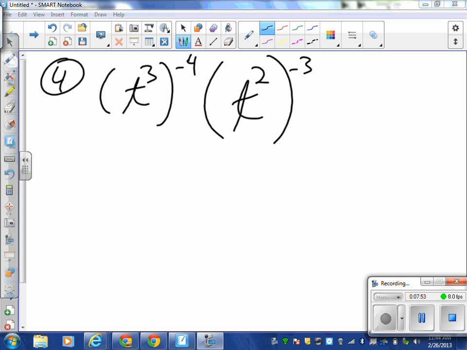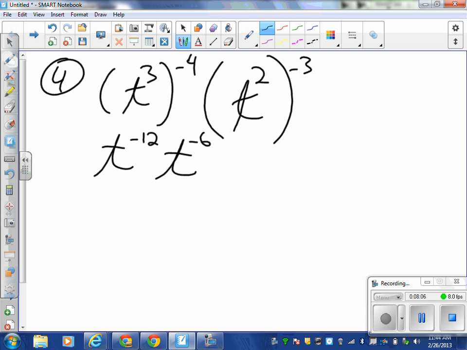So what am I supposed to do with the exponent on the outside? Multiply. So it becomes t to the -12 power, t to the -6 power. Since my letters are the same, it ends up being t to the -18th power.